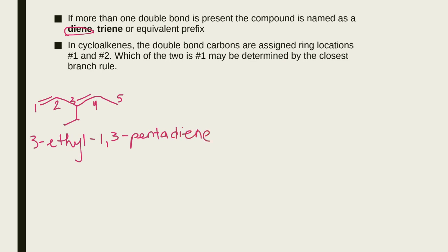Okay, so you put the di or the tri or the tetra to indicate however many pi bonds you have right before the suffix. Okay, that's how we write it. Now let's look at some cyclic molecules. Okay, so cycloalkenes. So I'm going to give you an example like this one first.